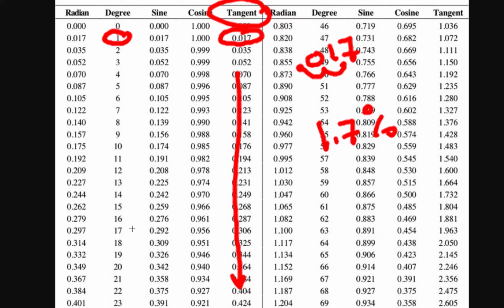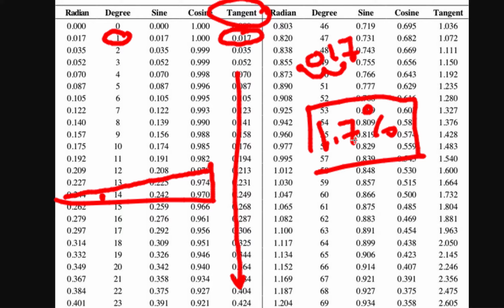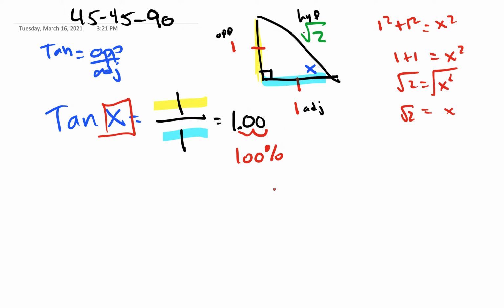So somebody analyzed a 1-degree triangle, and they found that the opposite, comparing it to the adjacent, right, the opposite will be way shorter, and it will always be exactly 1.7%. When we look at that here, we could ask what happens when the triangle gets bigger, right?